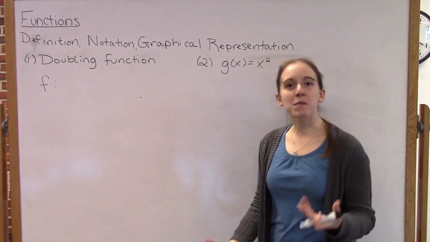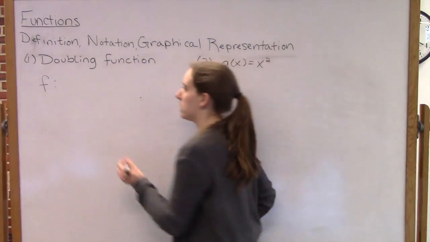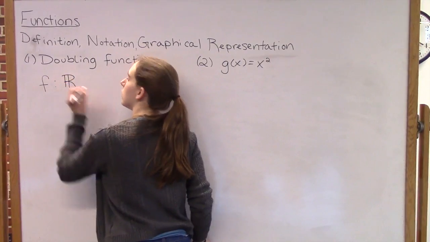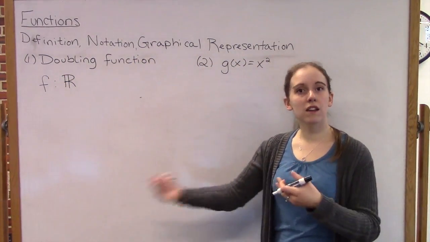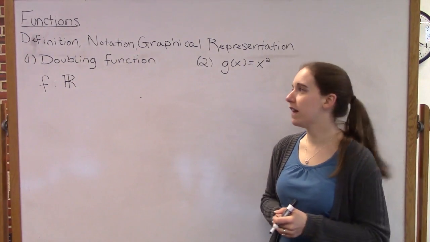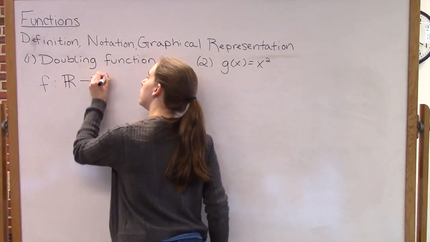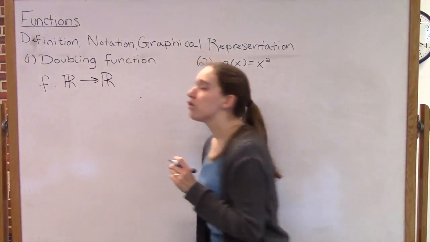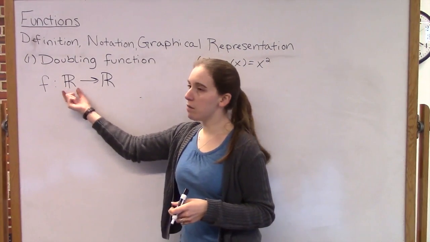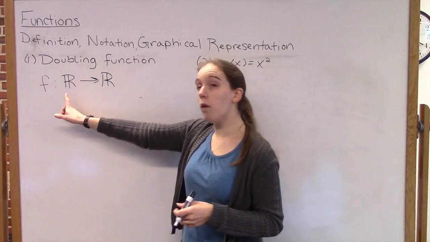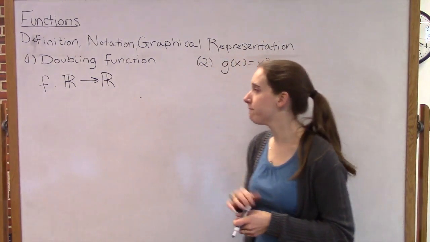And I want to be able to double any real number. So that means my input set is going to be all real numbers. And my output set then, if I double a real number, I get a real number in return. So my output set is going to be also all real numbers. So remember, this was one of our types of notation. We named it f, here's our input set, here's our output set. Or here's our domain, and here is our codomain.